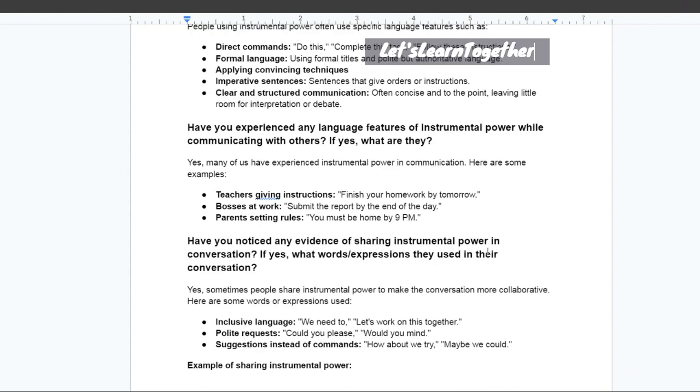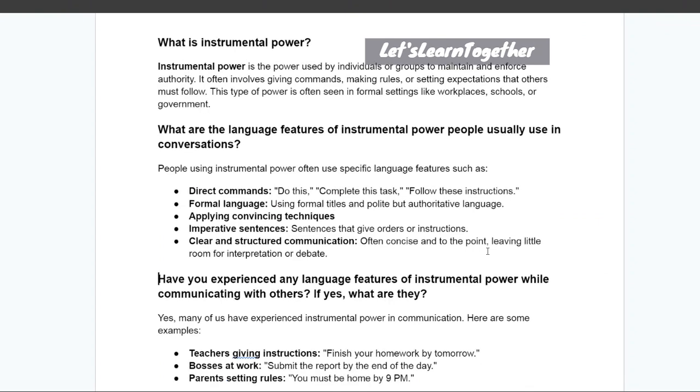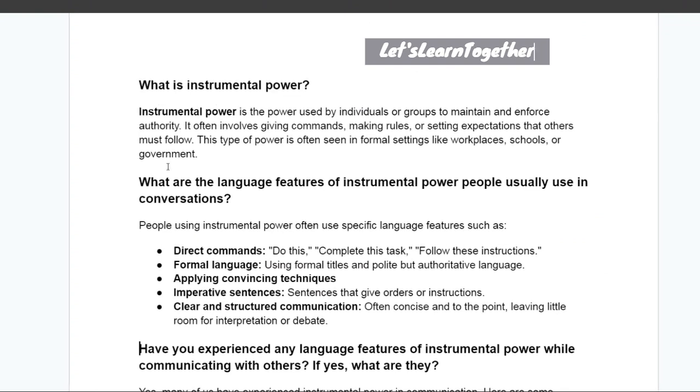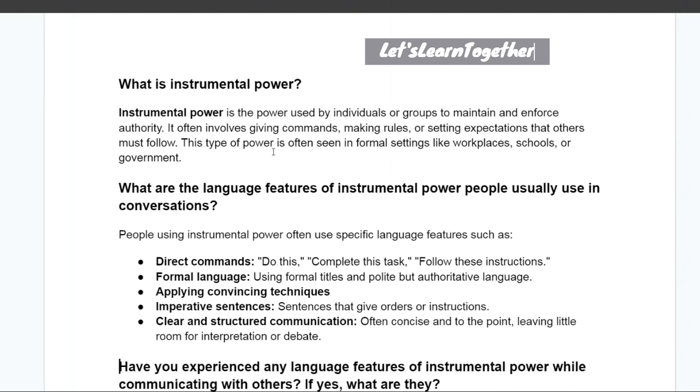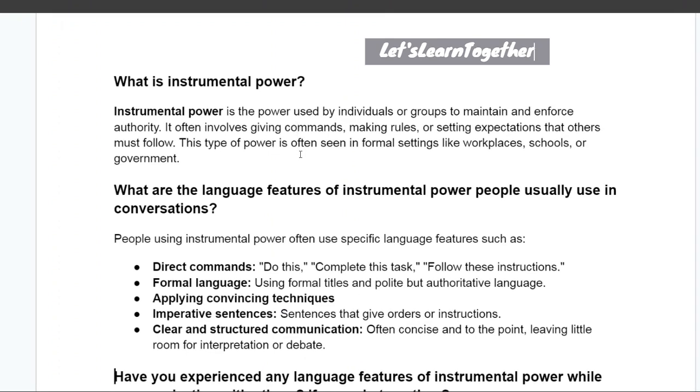All right, so as you can see, here are the answers to all these questions. The first question, what is instrumental power? All right, so instrumental power is the power used by individuals or groups to maintain and enforce authority. It often involves giving commands, making rules, or setting expectations that others must follow. This type of power is often seen in formal settings like workplaces, schools, or government.